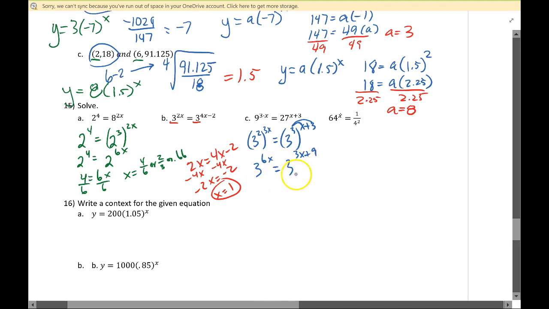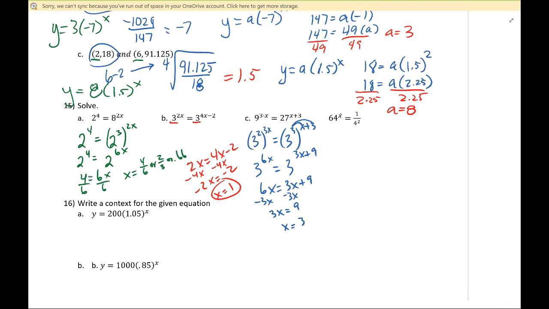And since we have the same bases, we can solve the exponents. So 6x equals 3x plus 9. Subtract 3x from both sides. And we get 3x equals 9. And so x equals 3. All right, and on to D.